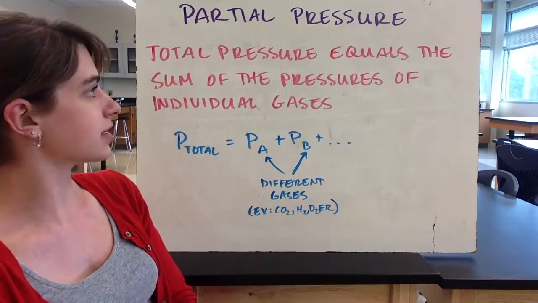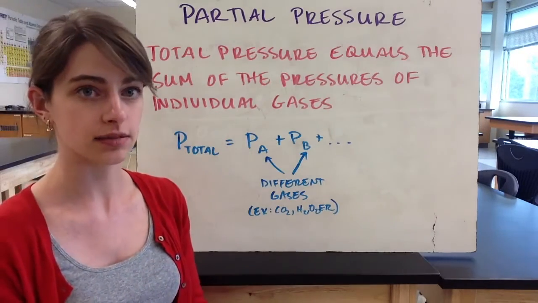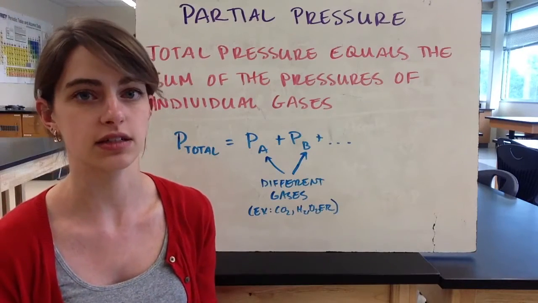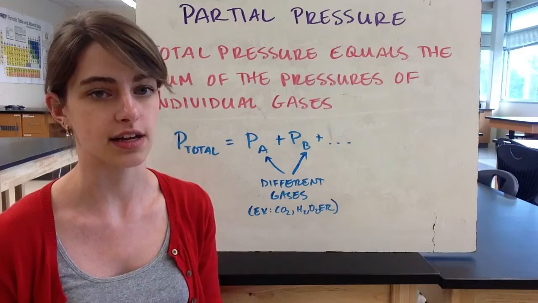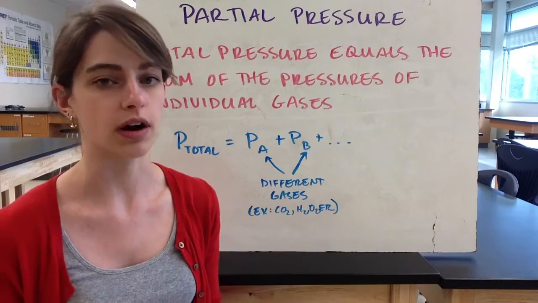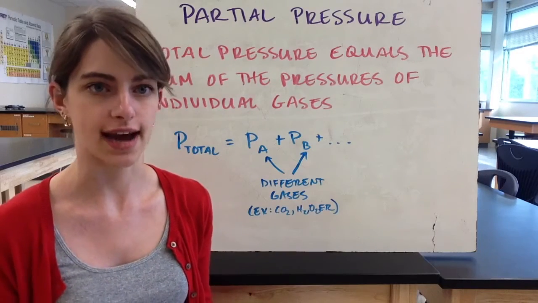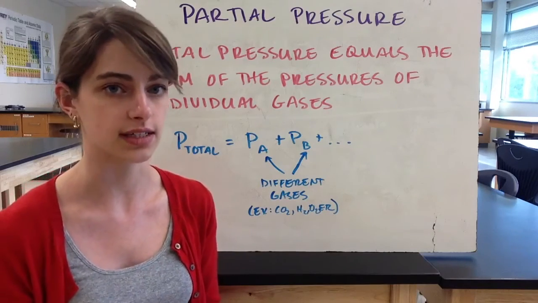Partial pressure is simply the idea that the total pressure in a container equals the sum of the pressures of the individual gases. So imagine that you have a container of mixed kinds of gases. Say you have a mixture of water vapor and oxygen, or water vapor and CO2, carbon dioxide, or hydrogen and oxygen gases. Any different combination of gases. It can be 2, it can be 5 in one container.